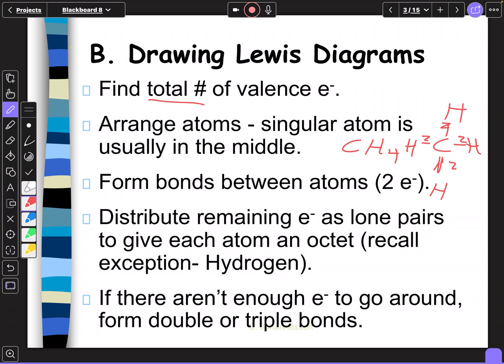And you're going to distribute the remaining electrons as lone pairs. We'll draw them in like this right here. That's 2 lone pairs, or that's one lone pair, to give each atom an octet. And if there aren't enough electrons to go around, we're going to form double or triple bonds. So the reason carbon dioxide a while ago had double bonds is that the carbon in the middle has to be surrounded by 8 electrons, so you have to form a double bond, and you'll see that in just a minute.